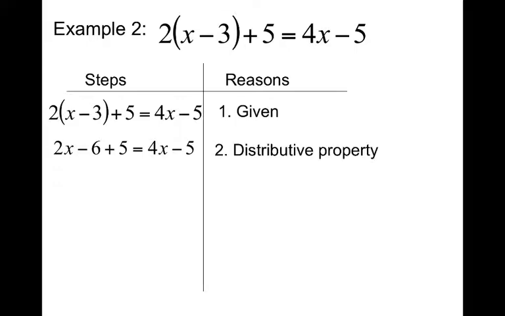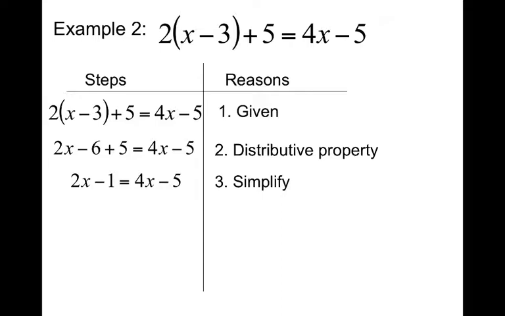Now, also when you're solving an equation, you don't need to do 10 things at one time. Okay, you need to take it step by step. So that step I use the distributive property. The next step I need to do, I need to combine my like terms. I need to put negative 6 plus 5 together. So that's going to give me 2x minus 1 equals 4x minus 5. And when you combine your like terms, we're going to call that simplify, because you're just simplifying your equation.